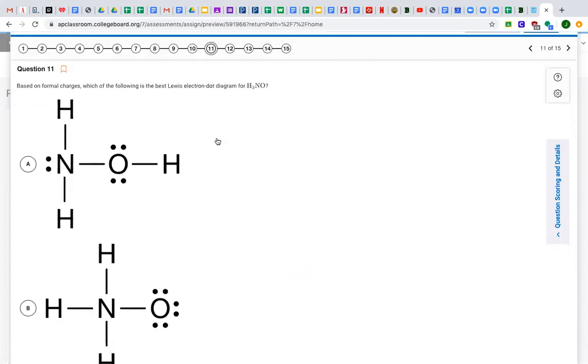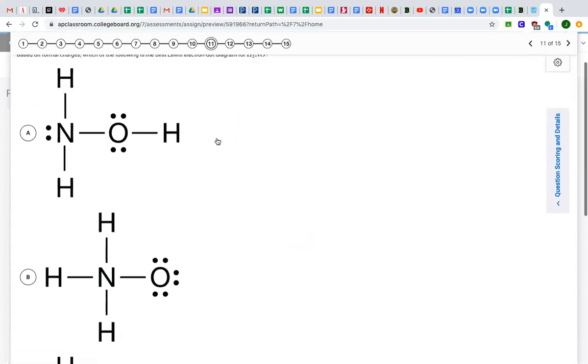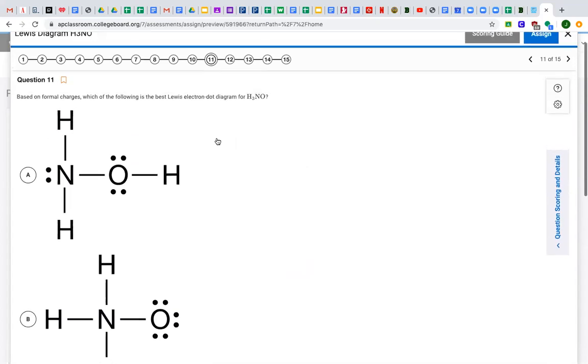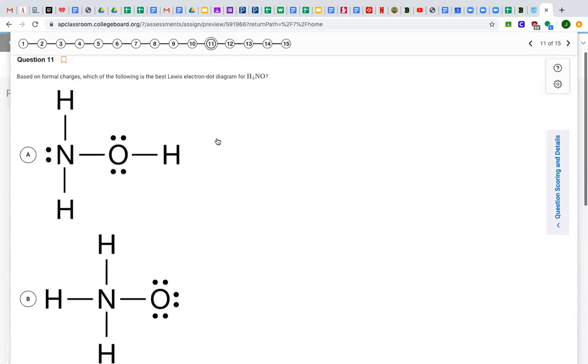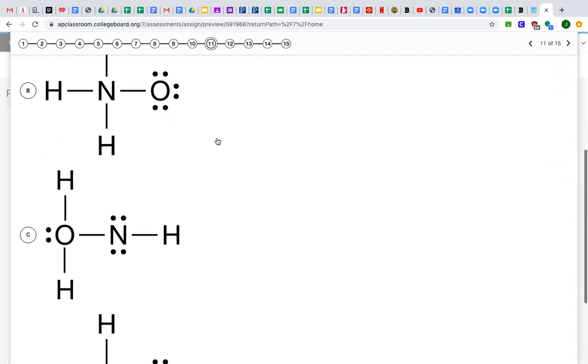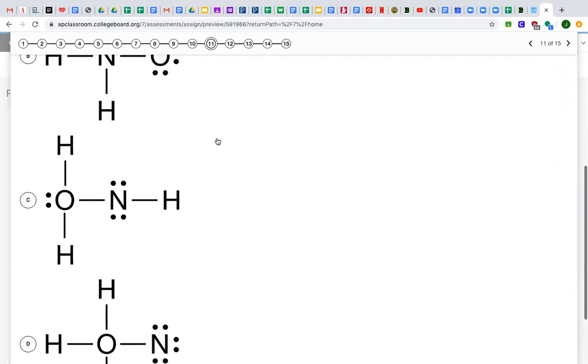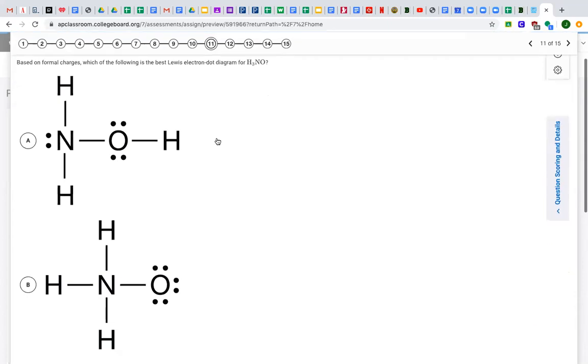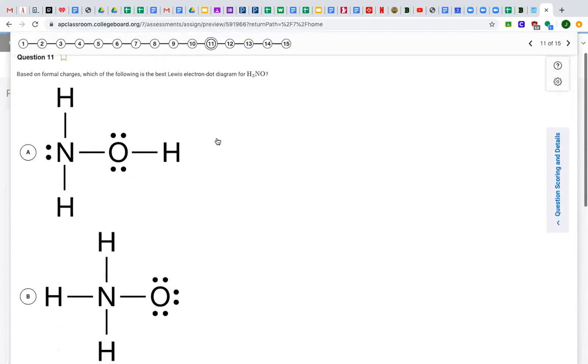All right, number 11. Based on formal charges, which of the following is the best Lewis electron dot diagram for H3NO? Okay, so what's going on here? The best Lewis dot diagram for H3NO based on formal charges. What do we think? So what did you pick, Caton? I got A.